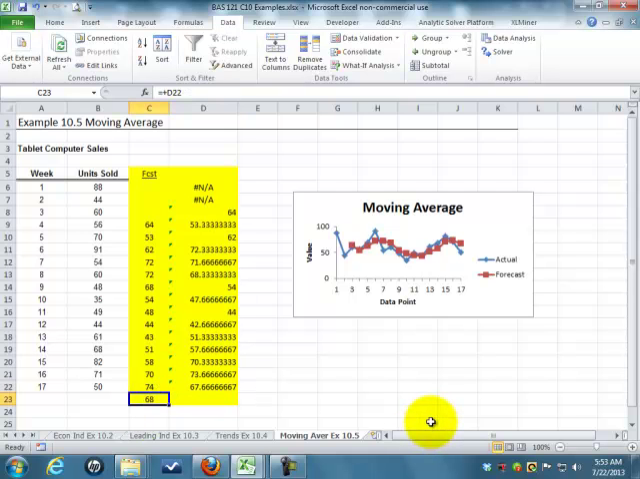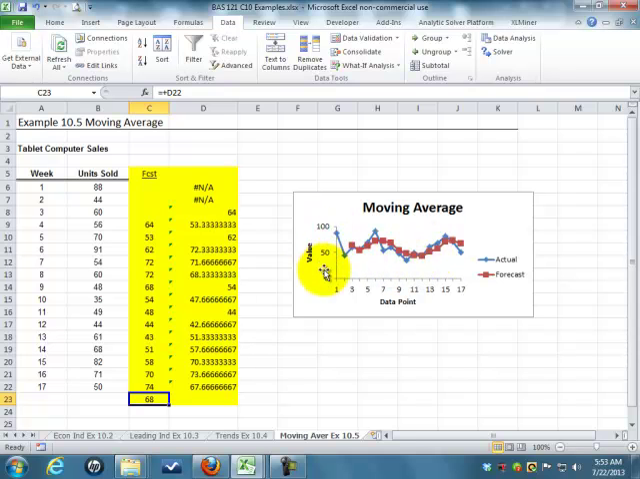So this is how to take a moving average where I have time series information and I have volatility, ups and downs, but I want to smooth that volatility out so that I can have a better predictor of the future, or forecast, without the wild volatilities.